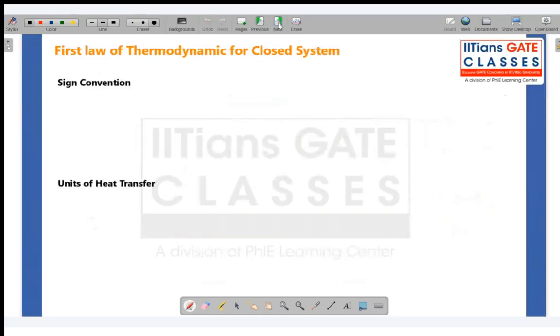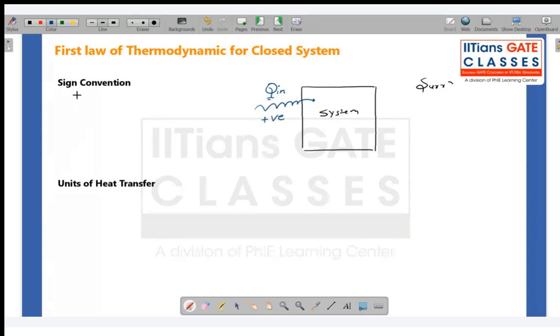Now, sign convention. I hope you are all aware of sign convention. Let's say this is your system, and outside it is the surrounding. Now I am transferring heat to the system. Q in, heat is getting transferred. So this heat transfer Q in is basically positive. It is always considered as positive.